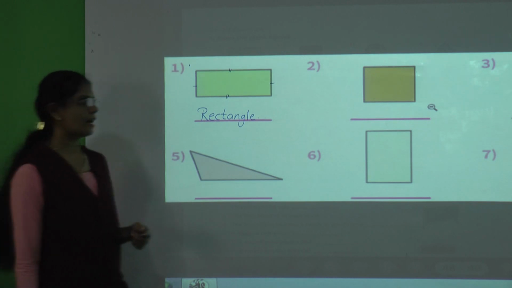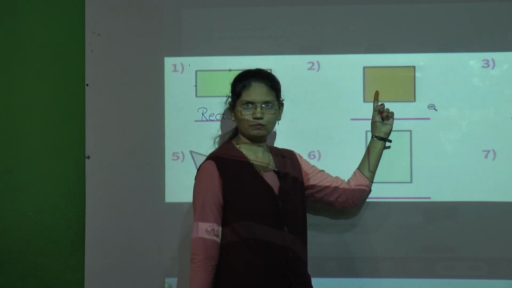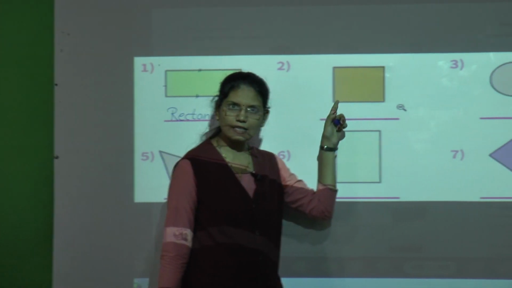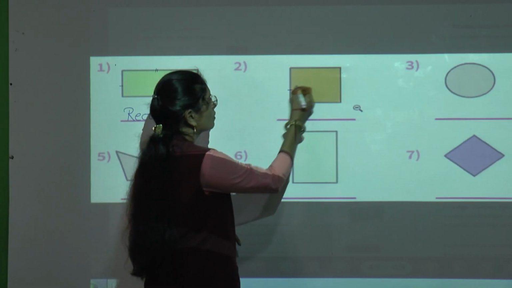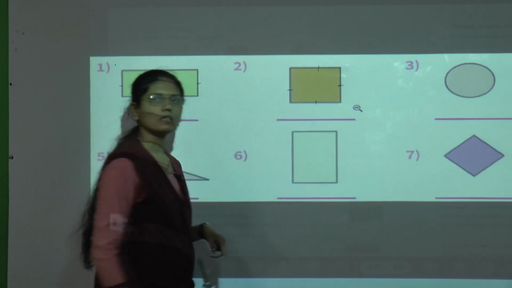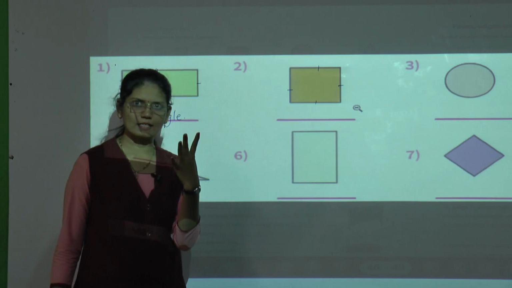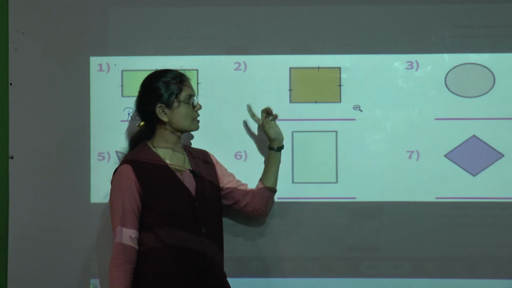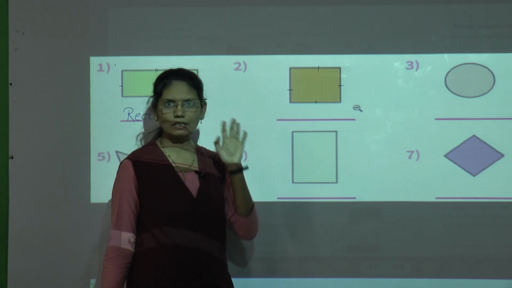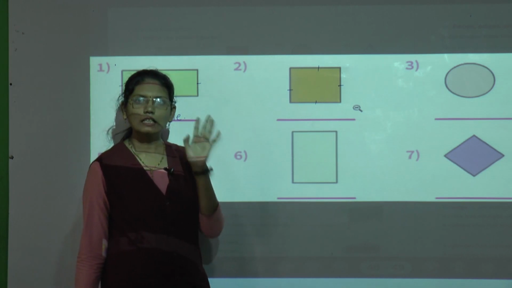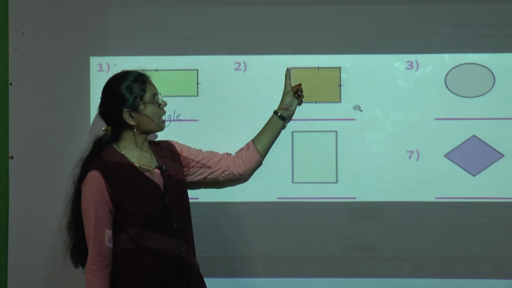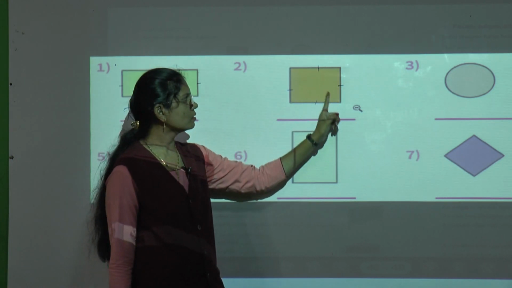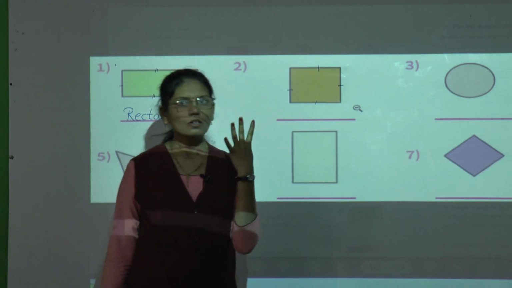Okay. Now see the second shape. See this shape. Again, first of all, we will count how many sides it has. Okay. 1, 2, 3, 4. It has 4 sides. Now if you see this figure carefully, then you can understand all 4 sides are equal in length. All the 4 sides are equal in length. And now we will count how many corners or how many vertices it has. 1, 2, 3, 4. It has 4 corners.